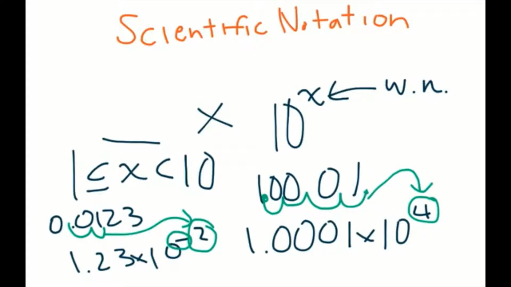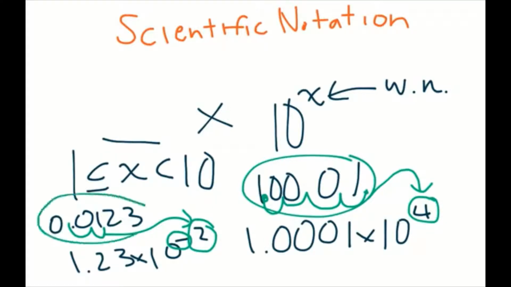So if your number is greater than 1, like this number right here, then your exponent will be positive. If your number is less than 1, for example, this number right here, then the exponent is negative. The number of times you move the decimal will determine the number, and the size of the number will determine its sign. So greater than 1, positive, less than 1, negative.